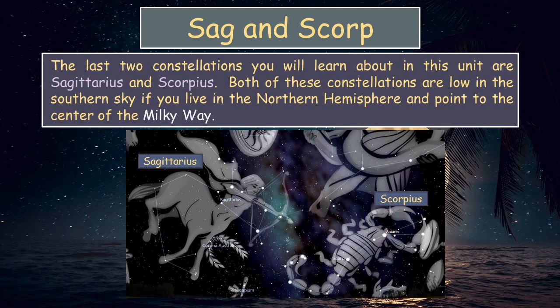Sagittarius and Scorpius. The last 2 constellations you will learn about in this unit are Sagittarius and Scorpius. Both of these constellations are low in the southern sky if you live in the northern hemisphere, and point to the center of the Milky Way.